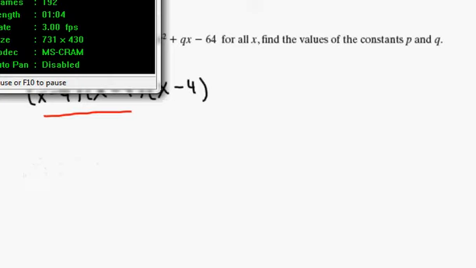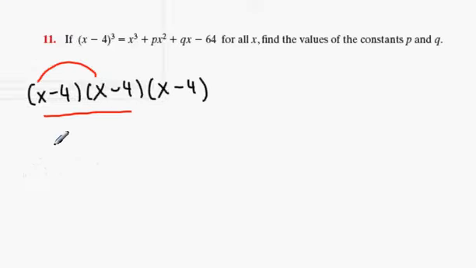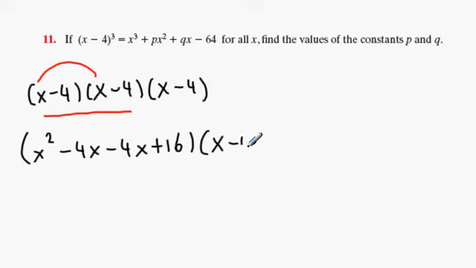When we multiply them out, we're going to get x squared minus 4x minus 4x plus 16, yeah? And that's going to be multiplied by x minus 4. And then what we can do here is we can get x squared.